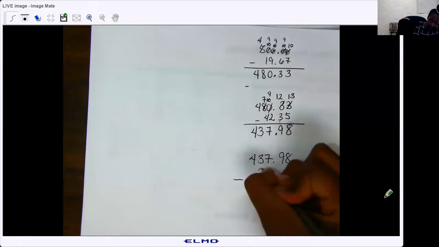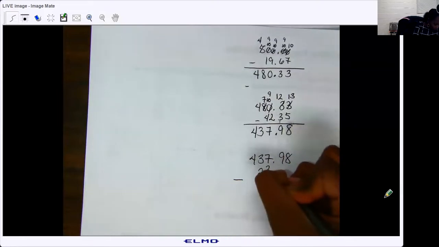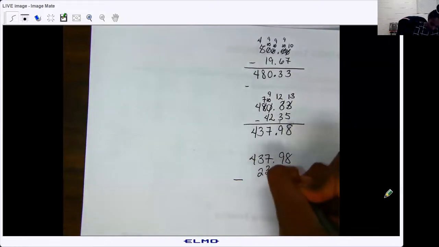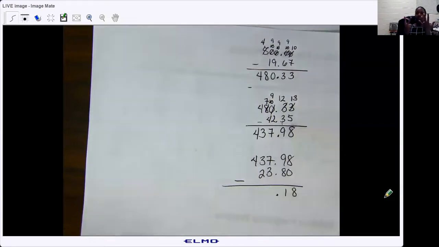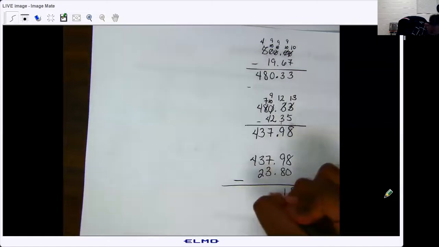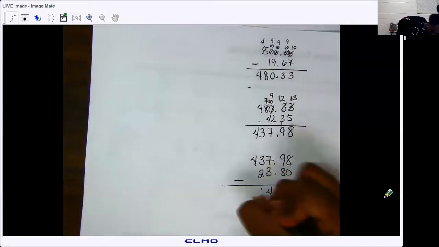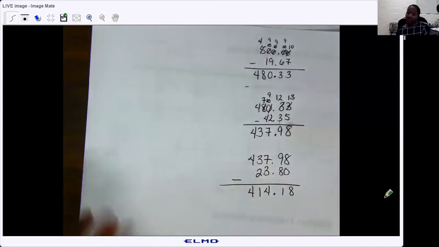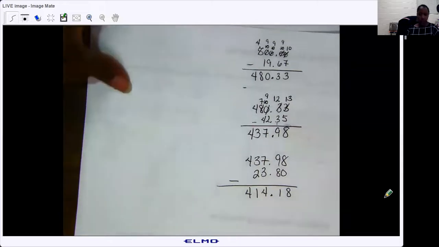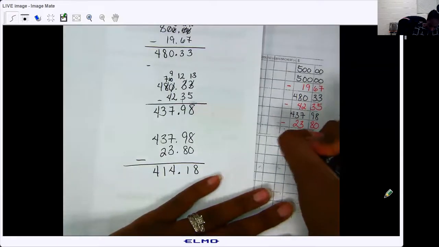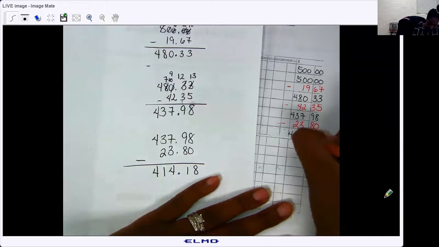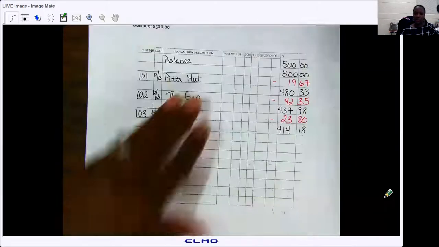$437.98 minus $23.80. 8 from 0 is 8. 9 from 8 is 1. Decimal. 7 from 3 is 4. 3 from 2 is 1. 4. That was an easier one to subtract. So our new balance is $414.18. $414.18. Okay, so far so good.